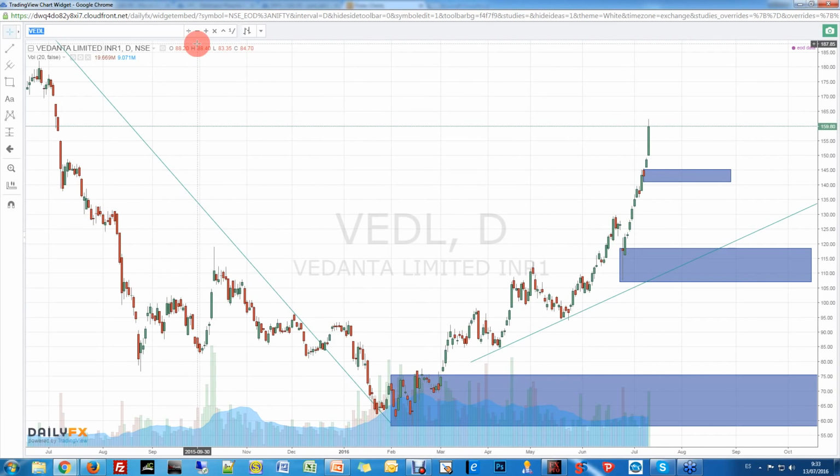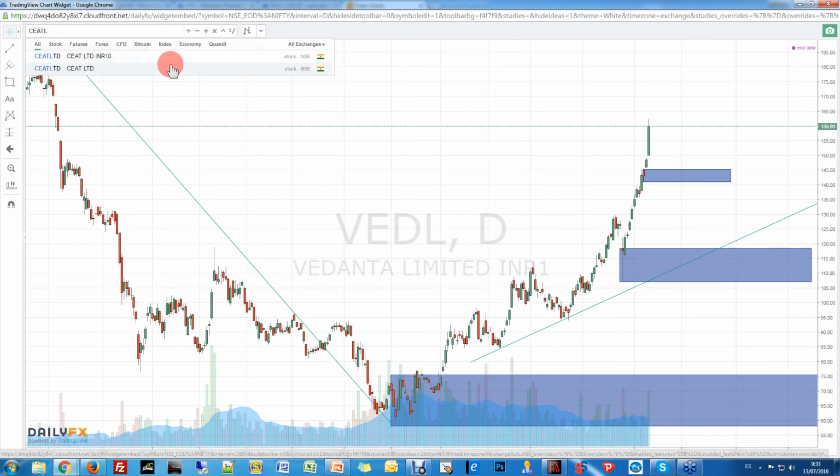Somebody asked for CEAT Ltd. I guess it will be this one, the top one. Okay, so the top one is, yeah, CEAT Tyres.